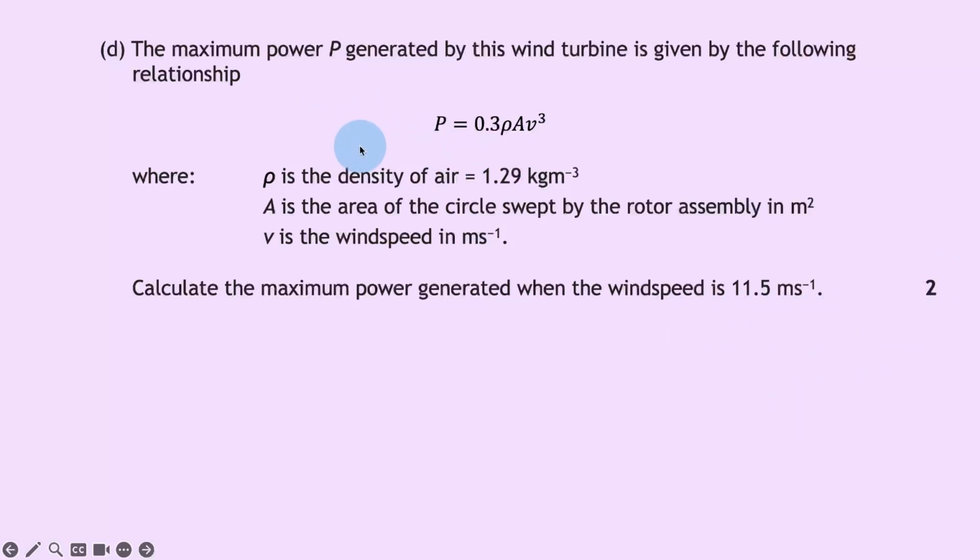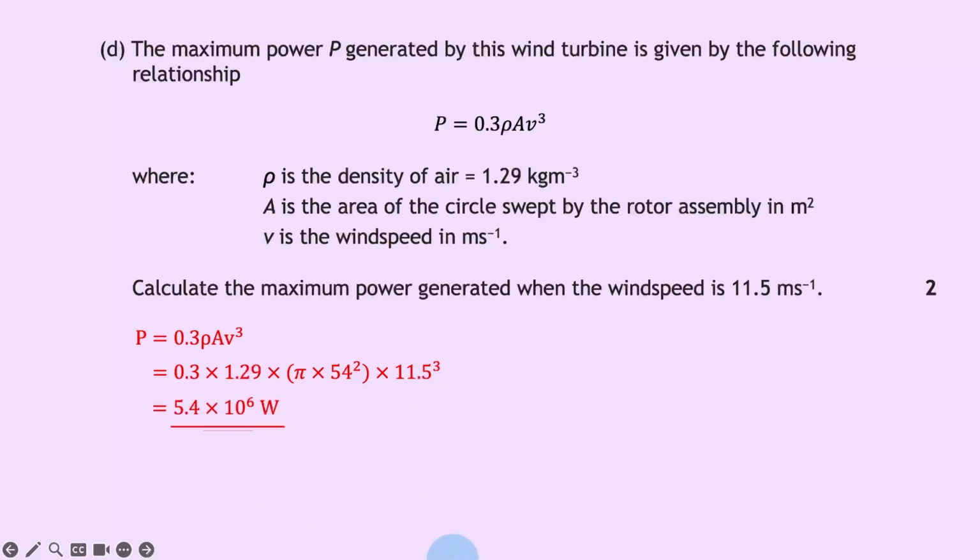Well, this is an unseen formulae question, so all we need to do is sub the numbers into the right place. So we have P equals 0.3 rho AV cubed. Substituting in the numbers given to us, we have 0.3 times 1.29 for the density, times pi times 54 squared, where pi r squared is the area of a circle, so we're just taking pi times the radius squared, where 54 is the length of one blade, i.e. the radius of the circle, times the velocity cubed, where we're given the velocity here is 11.5 meters per second. So putting that into your calculator should give you an answer of 5.4 times 10 to the 6 watts.